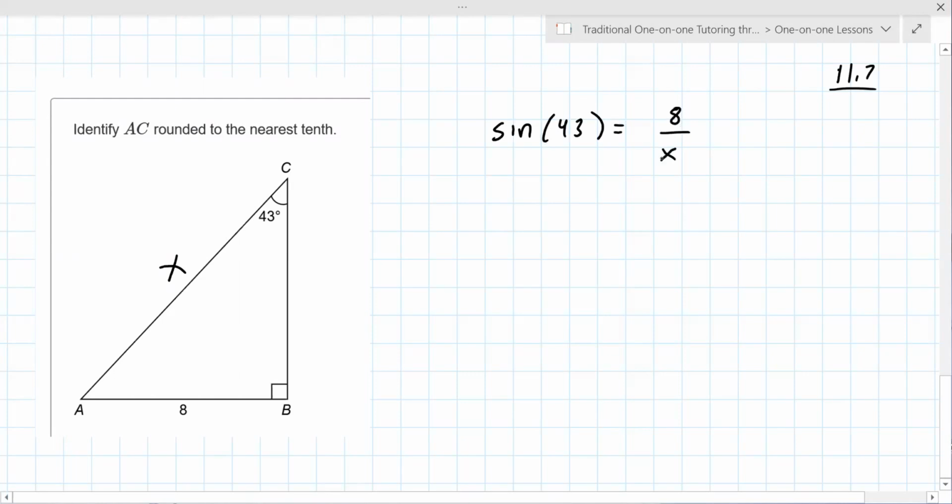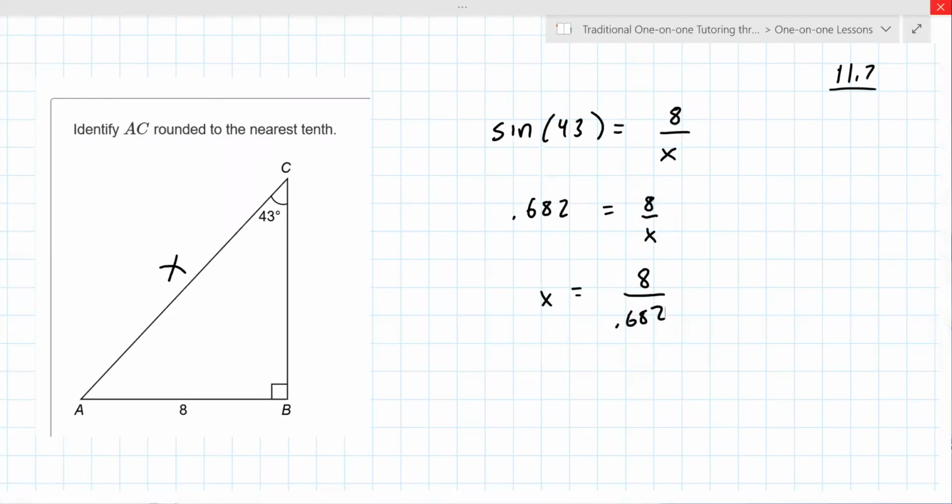Okay. So then sine of 43. Oh, 0.6819. Yeah, 0.682 equals 8 over x. So x equals 8 over 0.682. And I get 11.7 also.